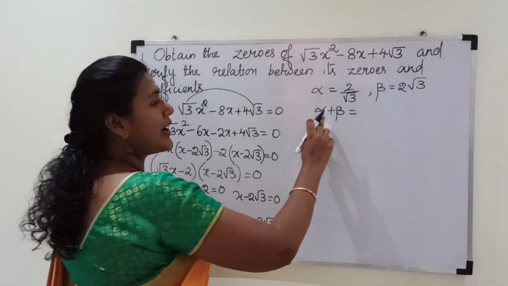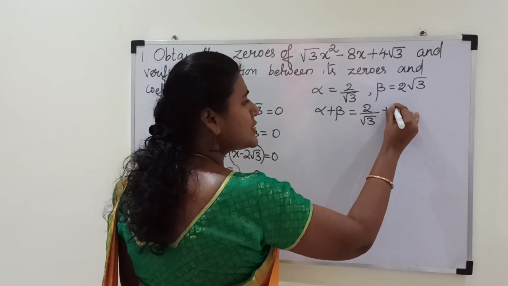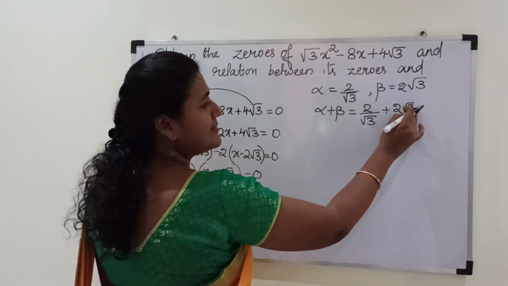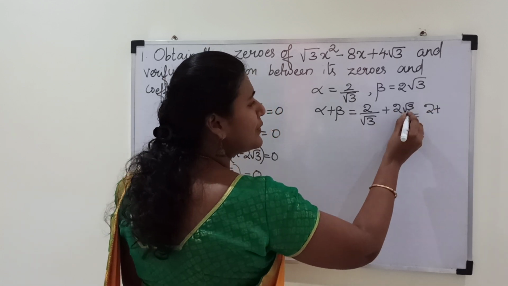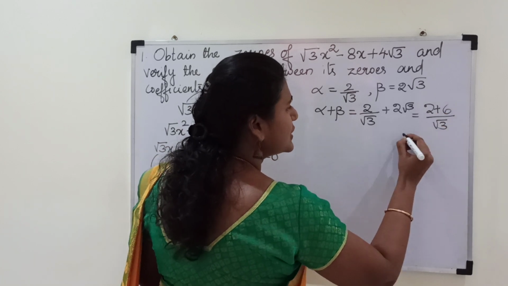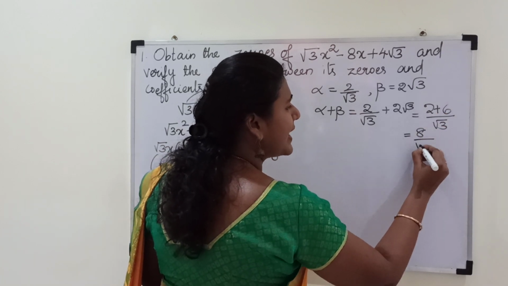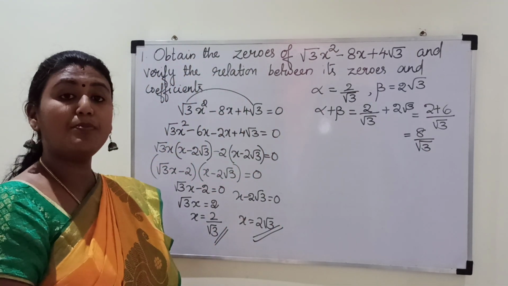So we are going to find the sum here, that is 2 by root 3 plus 2 root 3. When you find the sum, you will be getting 2 plus 2 into root 3 into root 3, that is 6, divided by root 3. So this is nothing but 8 by root 3. So we got the sum of the zeros as 8 by root 3.